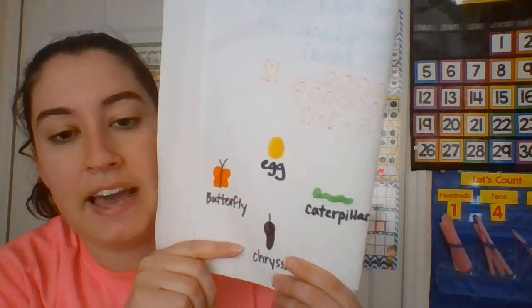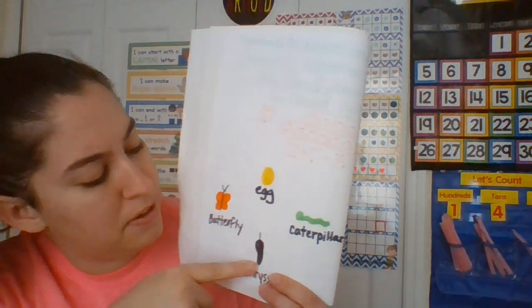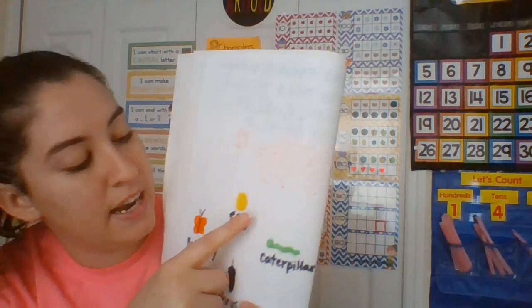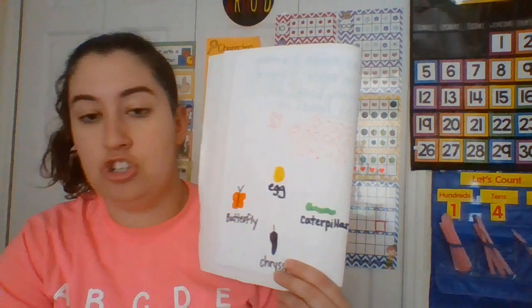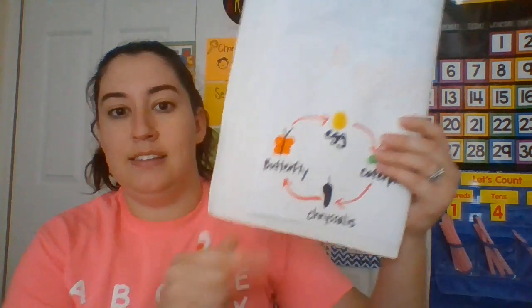So here is my diagram. I have an egg to a caterpillar to a chrysalis to a butterfly, and what I need to add are my little arrows to show that it is a cycle. So I'm going to draw my little arrows. The egg goes to the caterpillar to the chrysalis to the butterfly, and the butterfly to the egg. And that is my diagram.